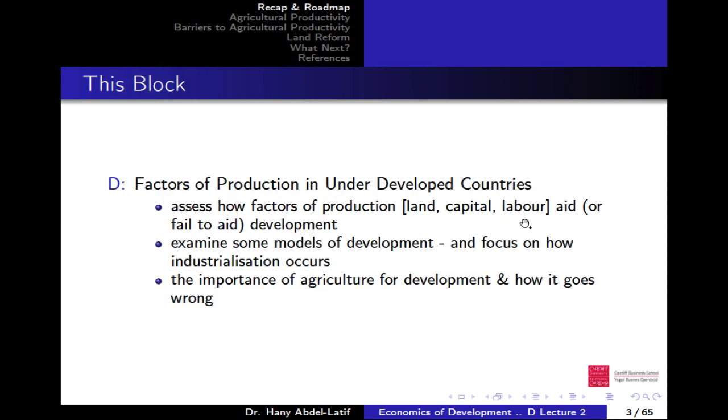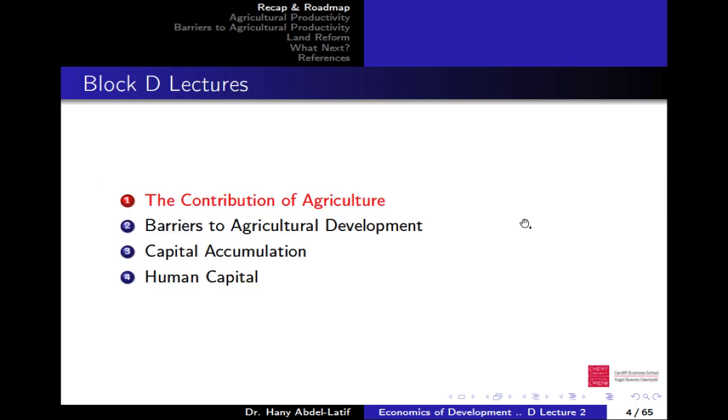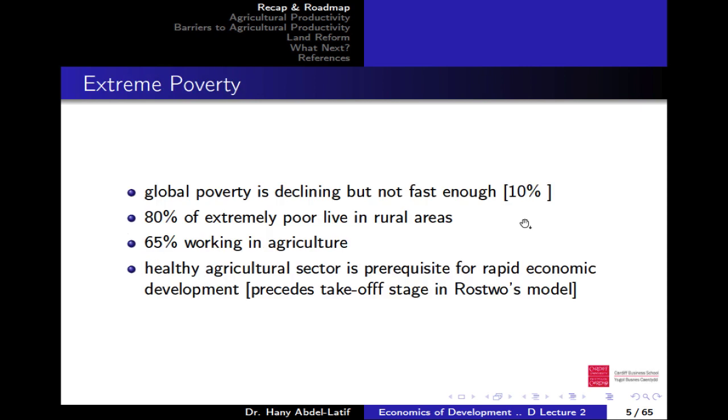This is the second lecture in block D, where we talk about factors of production and their role in development. We're still talking about agriculture. Last time we talked about the contribution of agriculture, and today we'll talk about the barriers to agriculture development. As a quick recap, if you haven't attended the last lecture, for the next few minutes this is exactly the takeaway message. That's what you should have learned by attending the last lecture.